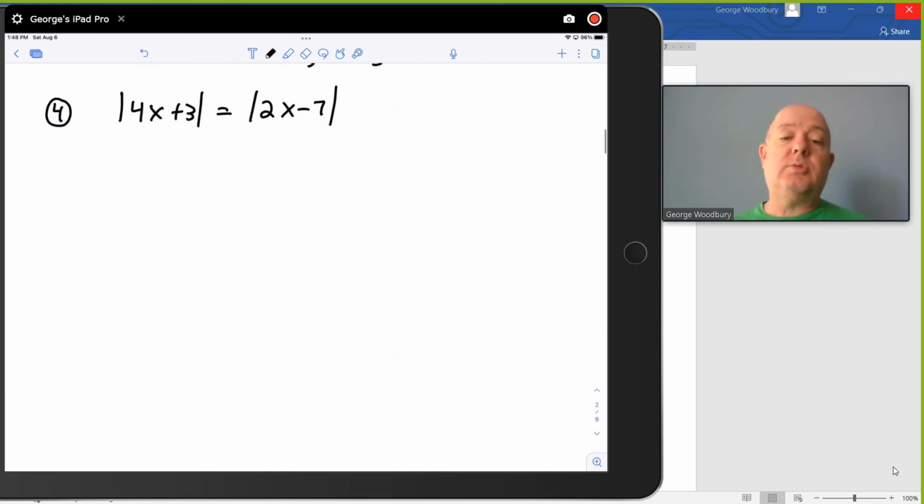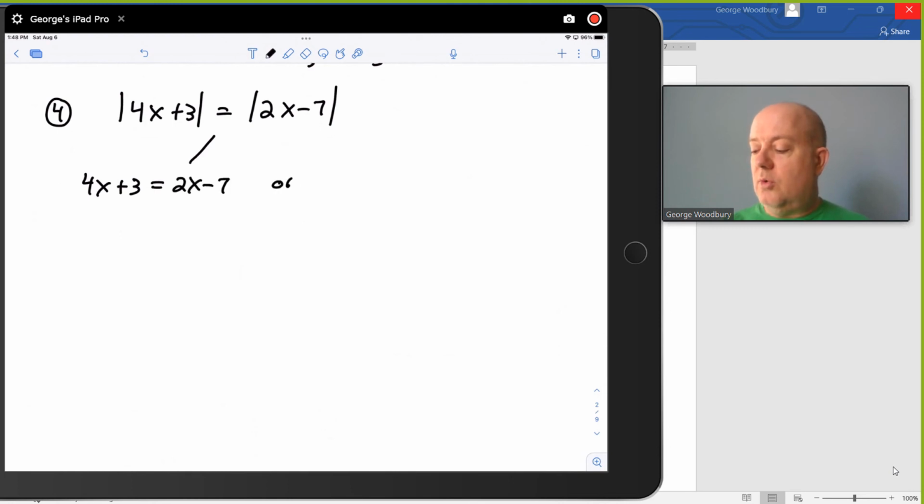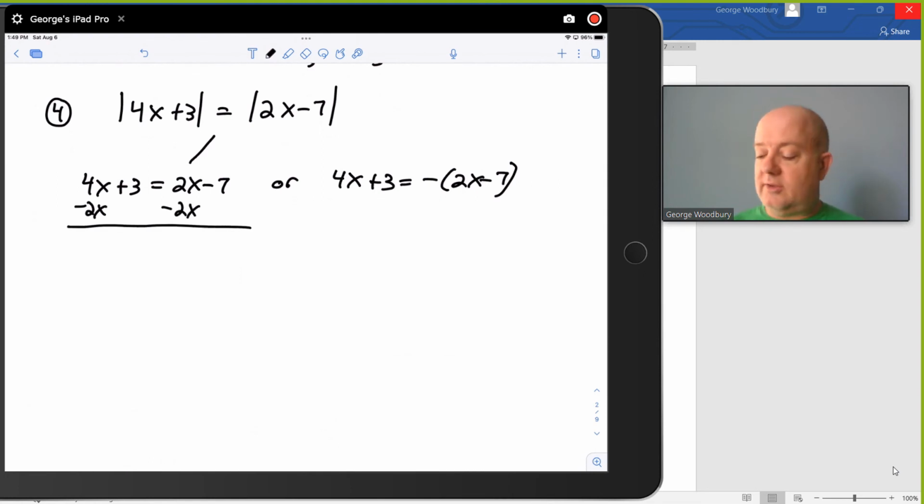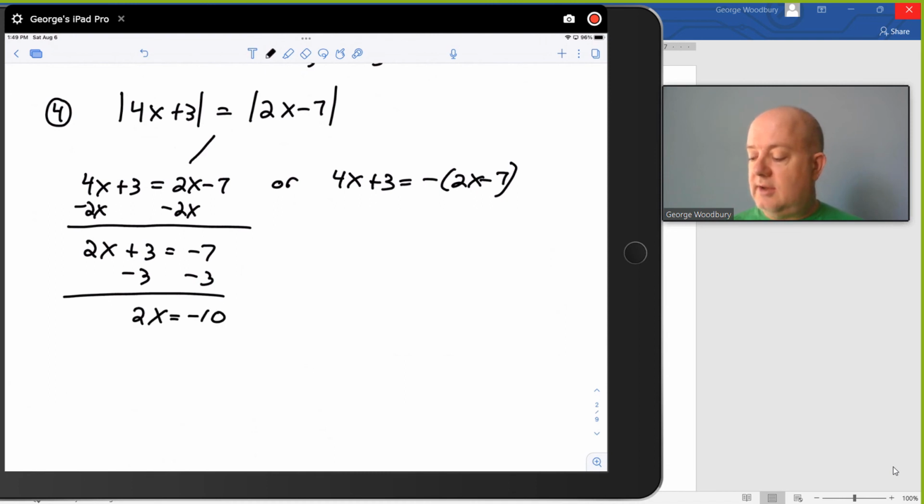All right, let's try one more real quickly. This is set up to go. So we have 4x plus 3 equals 2x minus 7, or 4x plus 3 equals the opposite of 2x minus 7. First, for the first equation, subtract 2x from both sides. 2x plus 3 equals negative 7. Subtract 3 to isolate the variable term. 2x equals negative 10. Divide by 2. We get x equals negative 5.